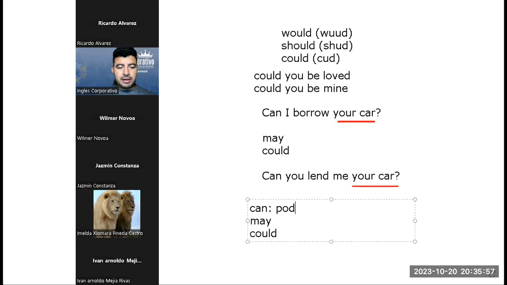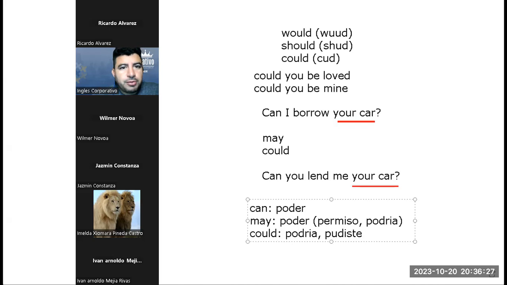Can significa poder, ¿verdad? Puedes, tú puedes, yo puedo. May significa poder también, pero en este caso es para permiso, o cuando decimos podría de manera más amable. Could significa podría y también significa pudiste. Teacher, pero may y could significa podría. Both are possible. Ambos son casi lo mismo, digámoslo así.